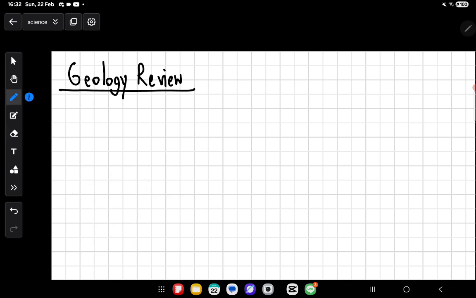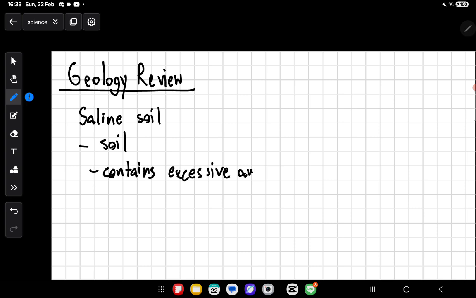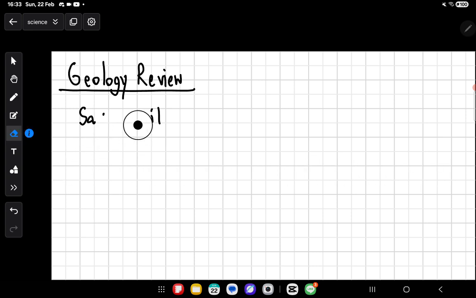Now, let's look at saline soil. What's saline soil? It's a soil that contains an excessive amount of soluble salt. So that's what saline soil is. Now let's look at the soil properties.